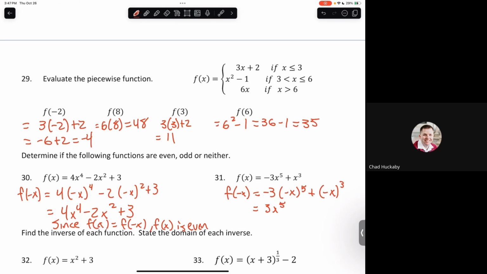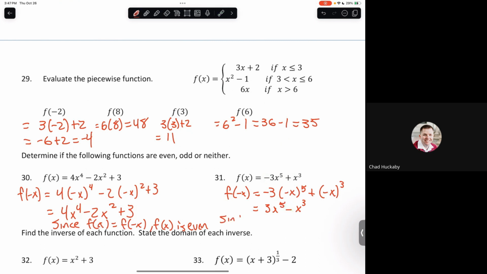And negative x cubed is going to give us also a negative, and we'll get x cubed. So is that the same as what we started with? No, because the x is negative. It's minus x cubed instead of. So minus x plus x cubed, minus 3x to the fifth plus x cubed. And this one we have positive 3x to the fifth minus x cubed.